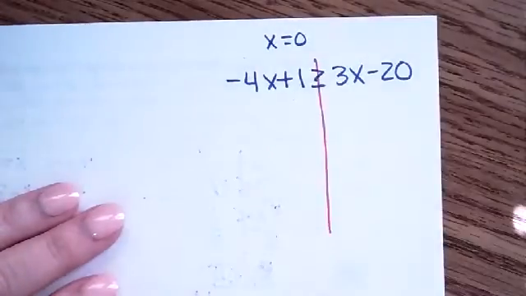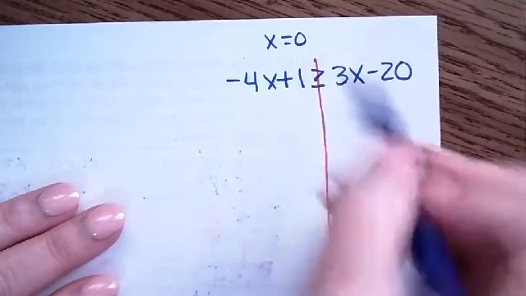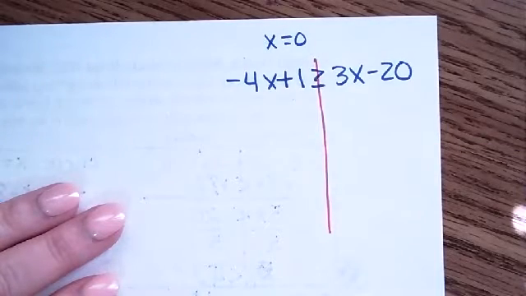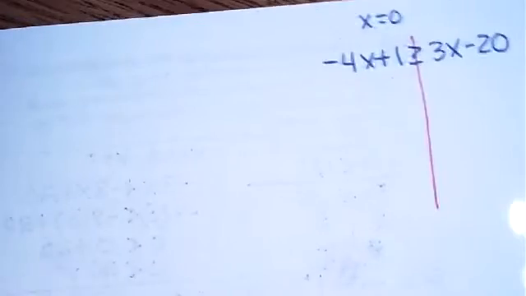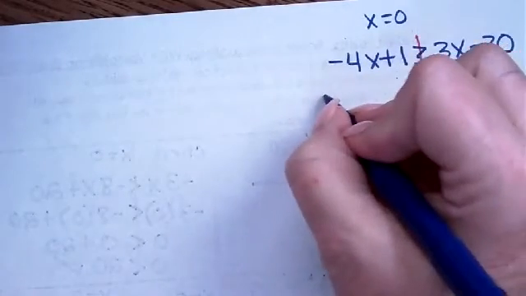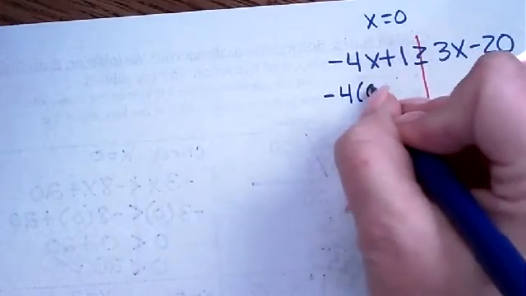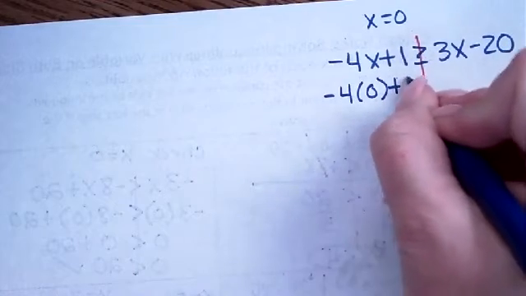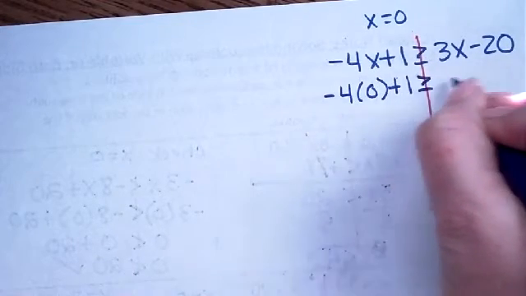Now I want to check x is equal to 0. This is going to make sure that this greater than part of the problem is good to go. Okay, is it greater than? Yes. All right, so I'm going to do negative 4 times 0 plus 1 is greater than or equal.